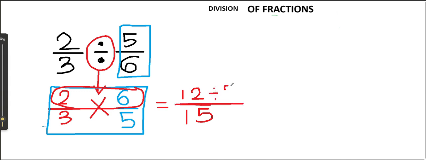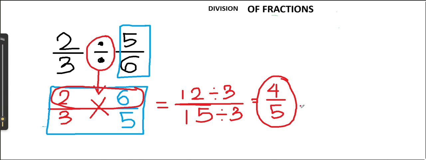So 12 can be divided by 3. Similarly, 15 can also be divided by 3. 12 divided by 3 equals 4 and 15 divided by 3 equals 5. So our final answer is 4/5.